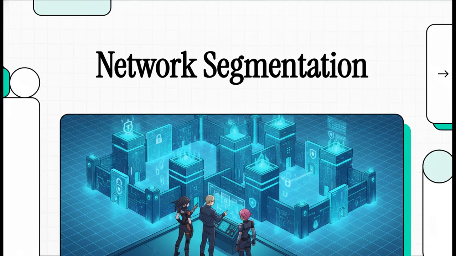All right, let's jump right in. We're talking about something that is no joke, one of the most critical skills you can have in IT or cybersecurity. It's called network segmentation. And honestly, the best way to think about it is like building your own digital fortress.